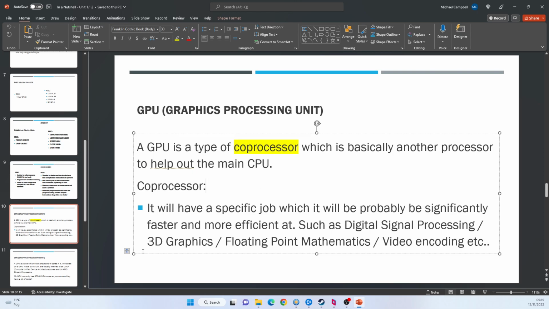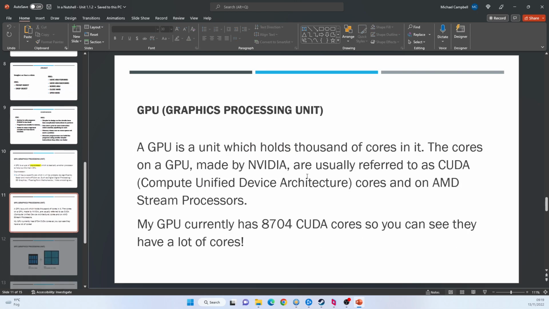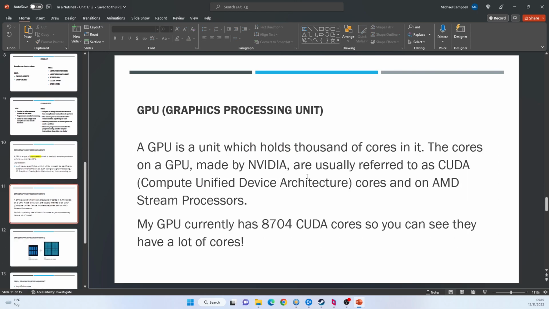But we're going to look at the GPU. So a GPU is a 3D graphics coprocessor. It's very good at the maths surrounding 3D graphics. Inside a GPU, there are thousands of cores. The cores on a GPU made by NVIDIA are usually referred to as CUDA cores, and on AMD they're called stream processors. But basically they're just cores.